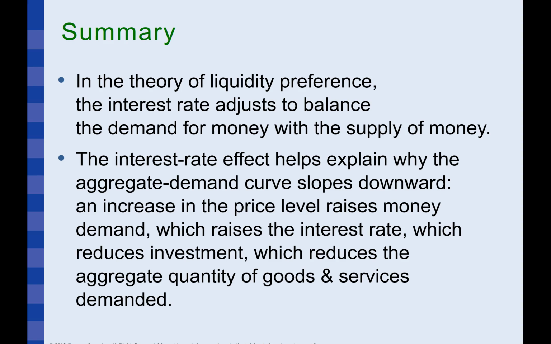So to summarize the chapter, we looked at the theory of liquidity preference, how the interest rate adjusts to balance the demand for money with the supply of money. The interest rate effect helps explain why the aggregate demand curve slopes downward. An increase in the price level raises money demand, which raises the interest rate, which reduces investment, which reduces the aggregate quantity of goods and services demanded. My advice to you is to practice that chain of events and see it graphically so that you can consistently understand how one part of those changes affects another.